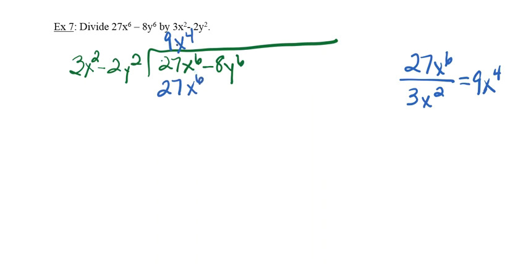Now when I go to do this next multiplication, what I'm already noticing is I have x's and y's. So my answer is going to have both. This does not have that. So I'm going to just slide over. 9 times negative 2 is negative 18. X to the 4th and y to the 2nd, they're just going to tag along together.